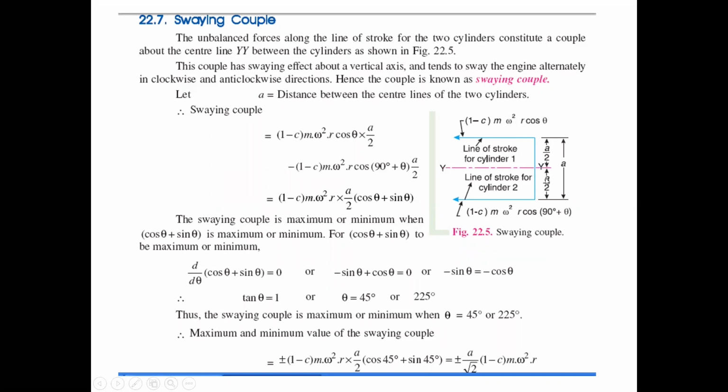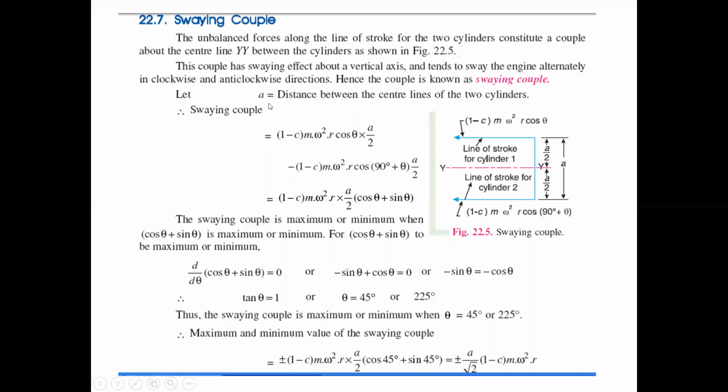But these two are separated by some gap from one to the other. That gap is small a, the gap between one cylinder and the other, and one is rotating anti-clockwise and the other clockwise. So when those two rotate clockwise and anti-clockwise, a couple is produced.